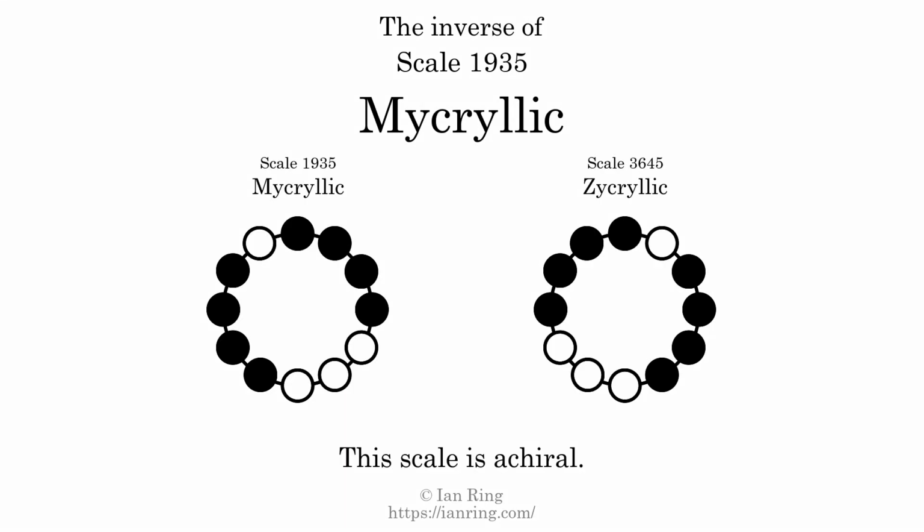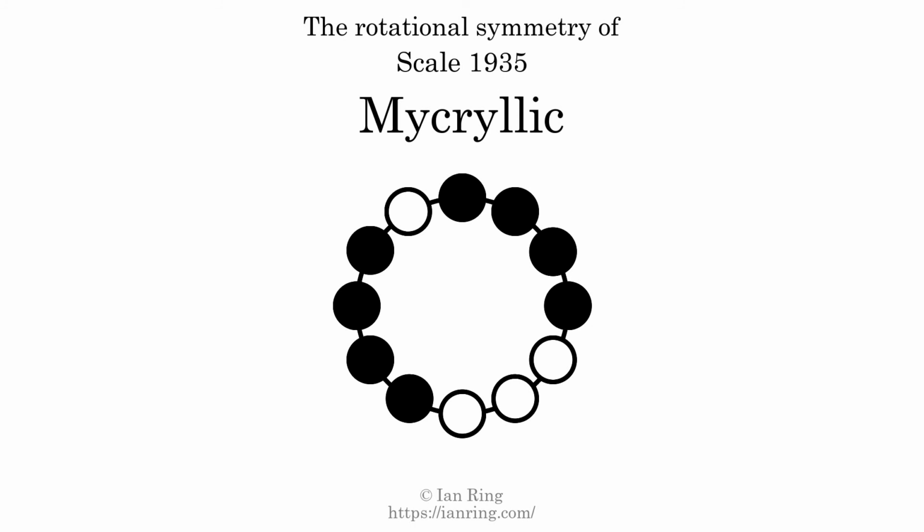The inverse of a scale is a mirror image. It is what you get when the sequence of intervals is reversed. The inverse of this scale is scale 3645, also known as Myhill. This scale is achiral, since it can transform into its own reflection by a rotational transformation. This scale has no rotational symmetry.